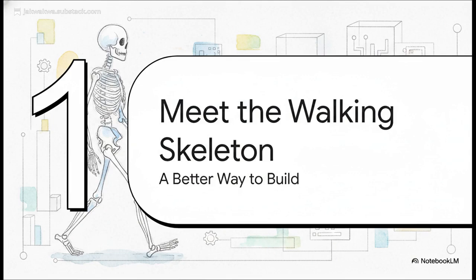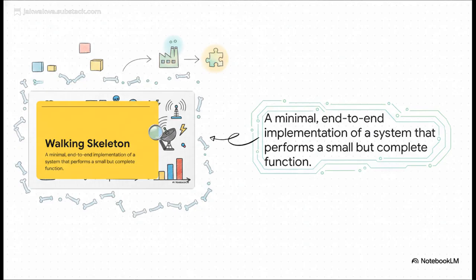And that is where our solution comes in. Instead of trying to build the entire perfect finished system right out of the gate, there's a much smarter way to do it, and it's called the walking skeleton. So what on earth is it? Well, the official definition is a minimal end-to-end implementation that performs a small but complete function. Now, the words you really want to hang on to there are minimal, end-to-end, and complete. Let's unpack what that actually means.